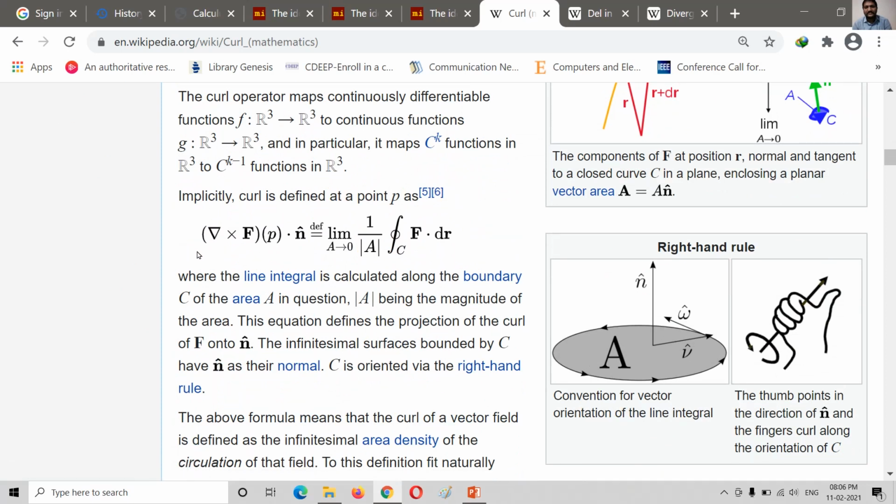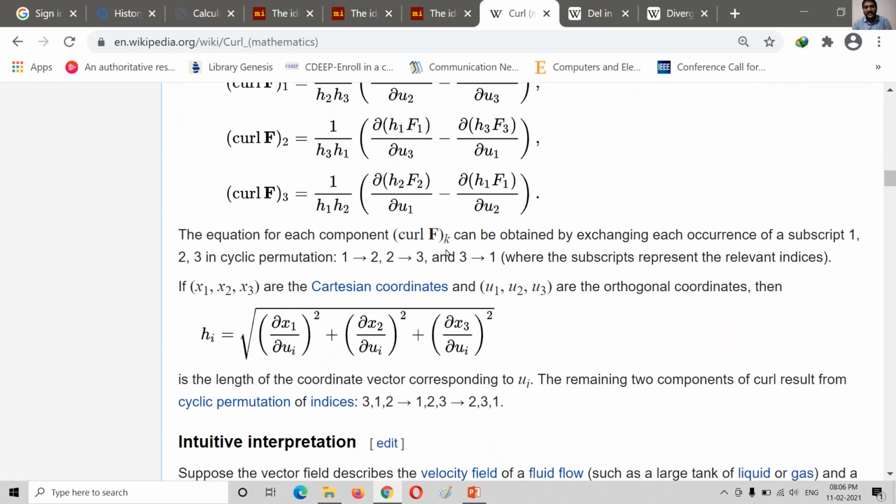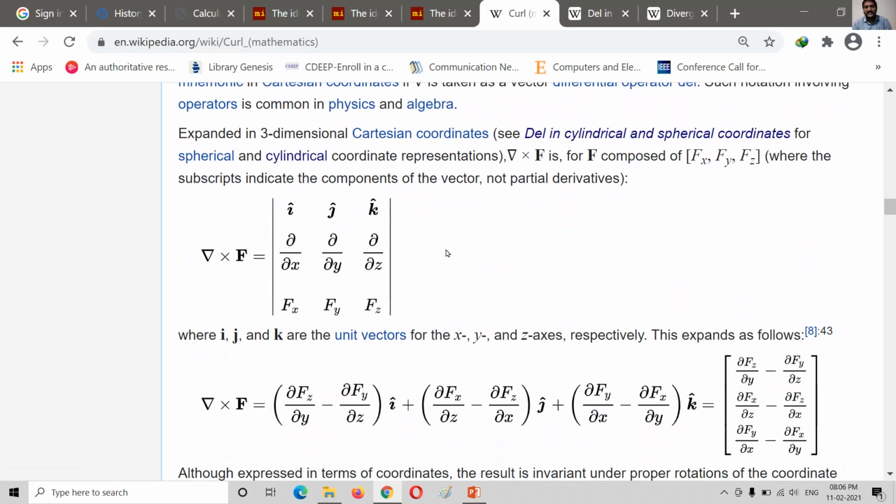The curl at any point P is denoted by del bar cross f bar at point P, dot the unit vector n, which equals the limit as a tends to 0 of 1 upon mod of a, times the contour integral over c of f bar dot dr bar. Now this is not an important part, but we are going to use this definition to prove Stokes' theorem. We will see the details later.